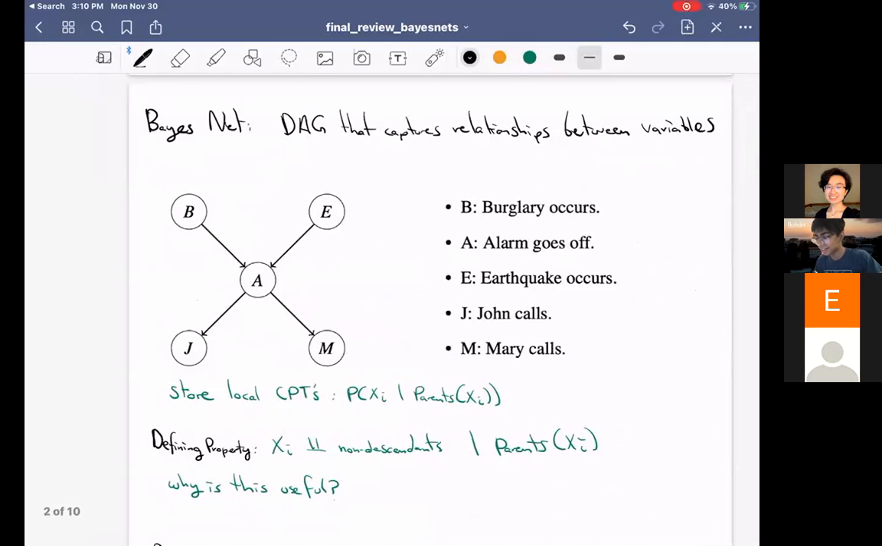So let's start. What is a BayesNet? It's just a directed acyclic graph that's going to capture relationships between different variables. We have an example here where you have variables such as burglary or earthquake, and these variables could take on values like plus b or minus b, etc.